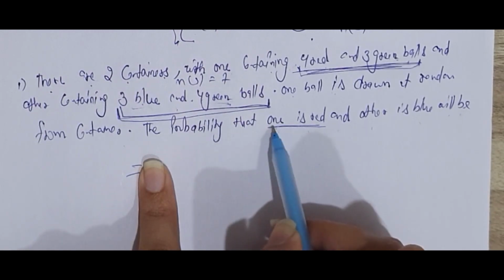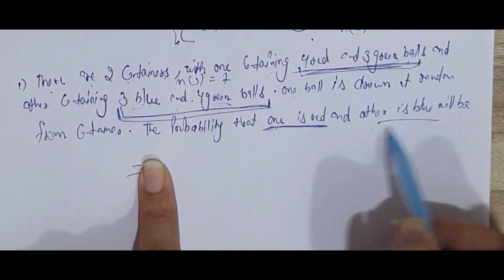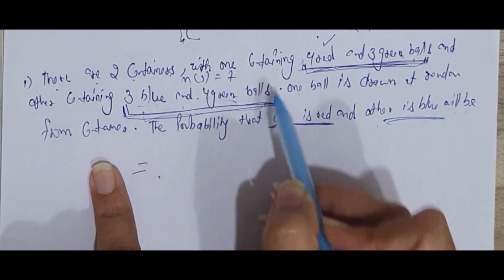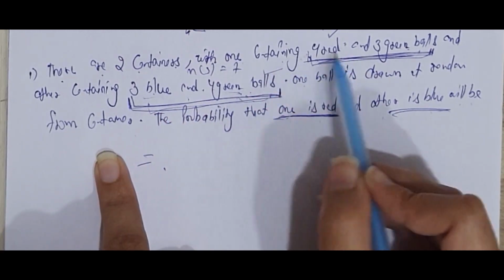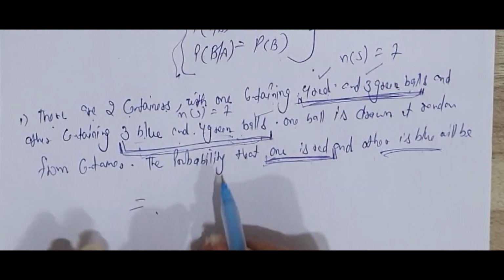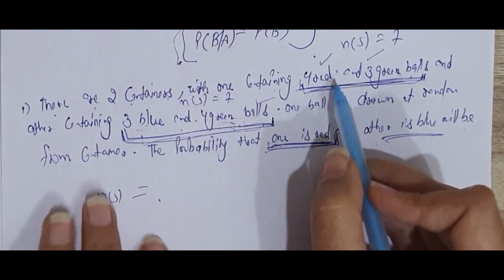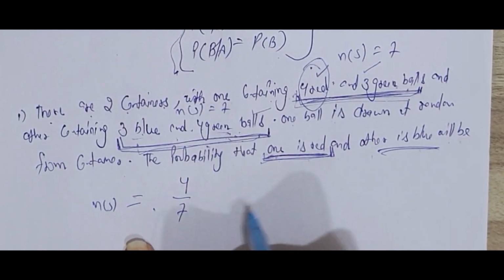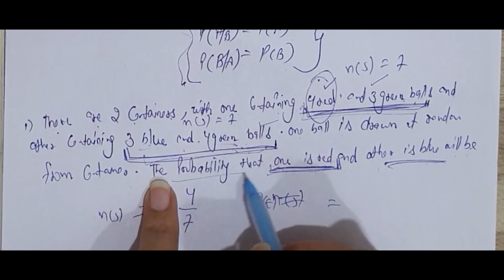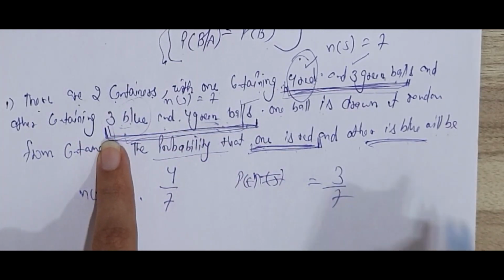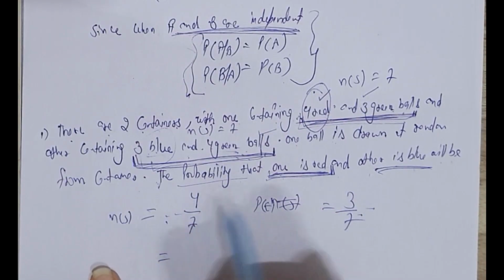Now you can see, what is the probability that one is red and one is blue? We have to draw one ball from this container and the other ball from this container. You can see they are both independent events. We have to draw one red ball from this container. So if we draw one ball from this container, then NE is 4. And the other ball we have to draw from the second container, that is a blue ball, so 3 by 7. Here they are both independent events.